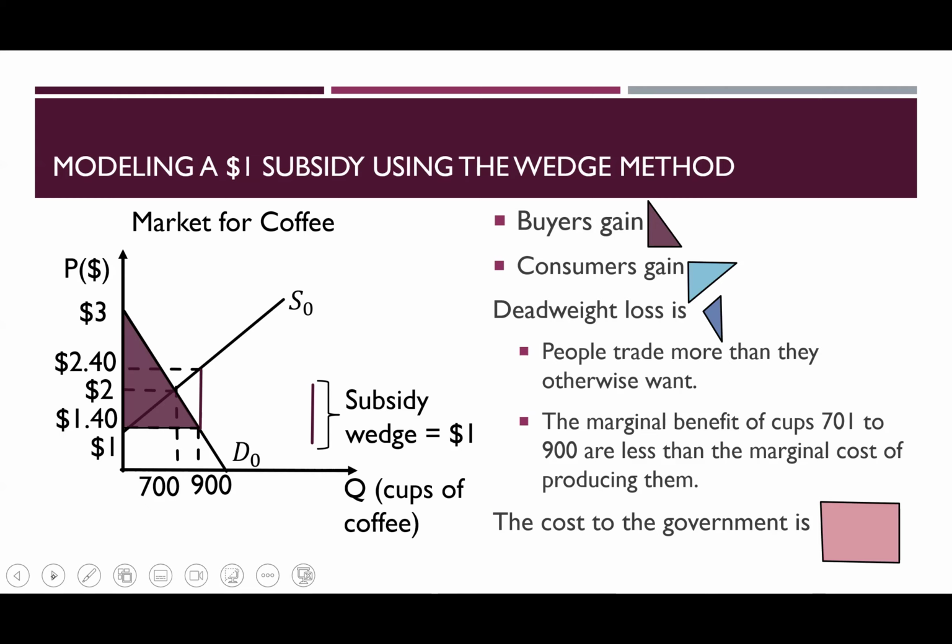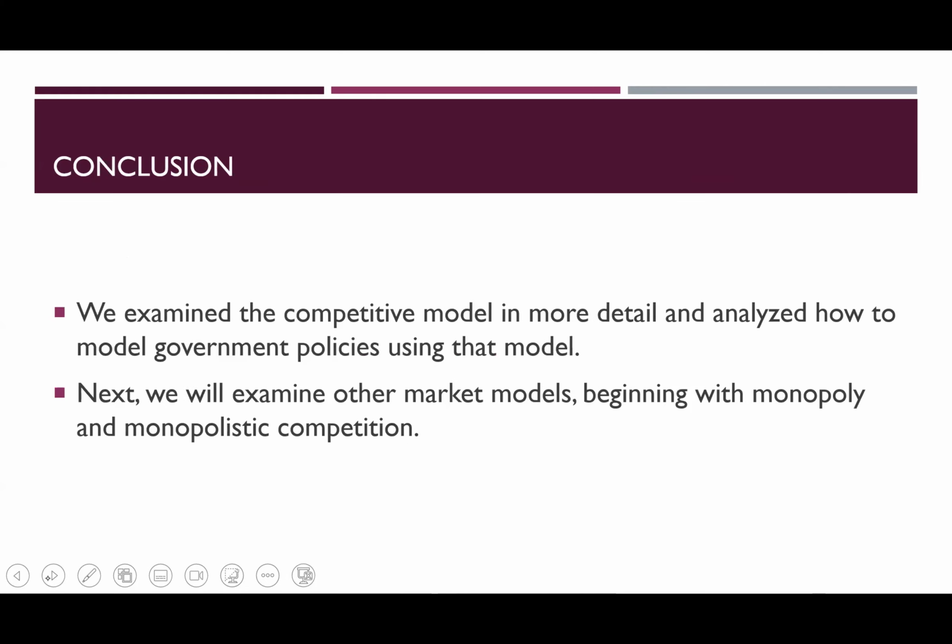And here we can see the distribution of surplus. So consumer surplus is this purple triangle, right? That entire area below the demand curve and above the price that buyers pay. Producers get this blue triangle, which is below the price that they receive and above their supply curve. Deadweight loss is the overproduction of the additional 200 cups. And then the cost to the government is that pink rectangle, right? It's the size of the subsidy. So $1 times the number of cups of coffee sold.